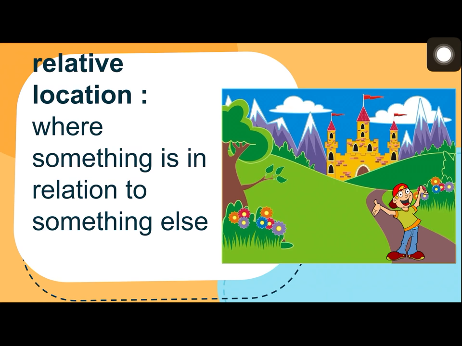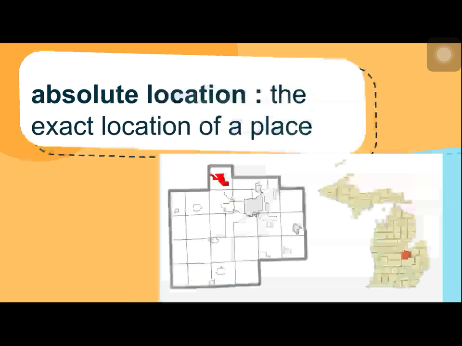So you're not saying exactly where it is. You're not, for example, putting an address in. You're not putting a coordinate in. You're using an object to help explain where another object is. All right? So in comparison to that, this is relative location.